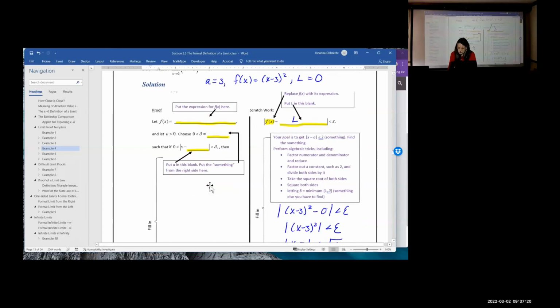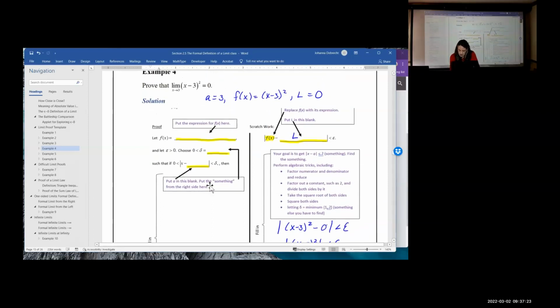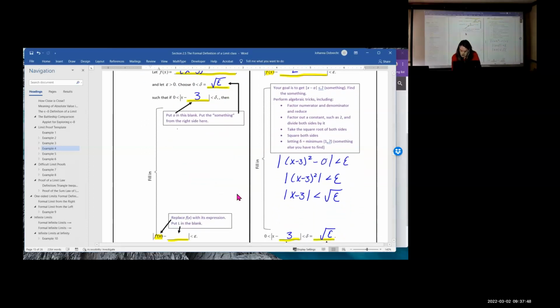So coming up here, we start on the formal side. Let f of x equal x minus 3 quantity squared, and let epsilon be positive. Choose delta to be positive and the square root of epsilon, such that if 0 is less than x minus a, which is 3, less than delta, then, and we're going to start at the bottom and work our way back up to the top. We're going to start with x minus 3, since it's less than delta, would also be less than the square root of epsilon, since they're the same. Then we're going to square both sides.